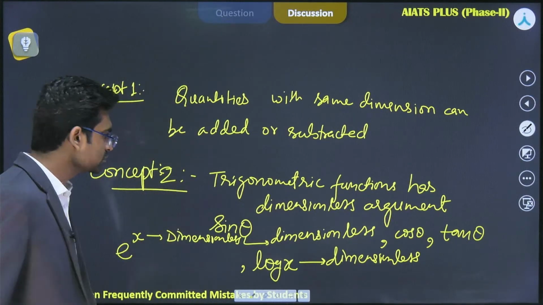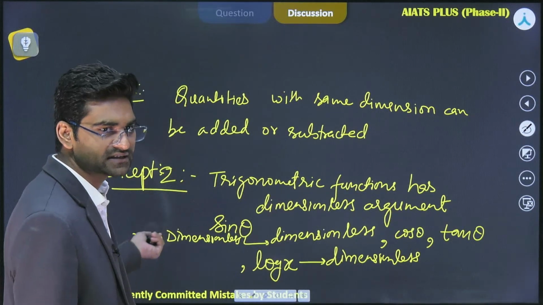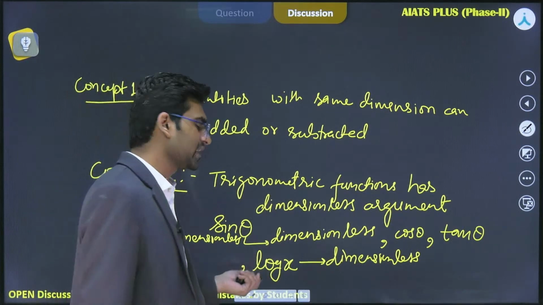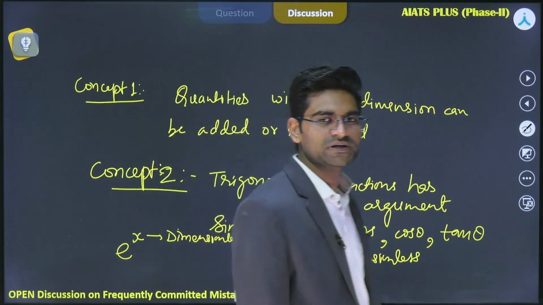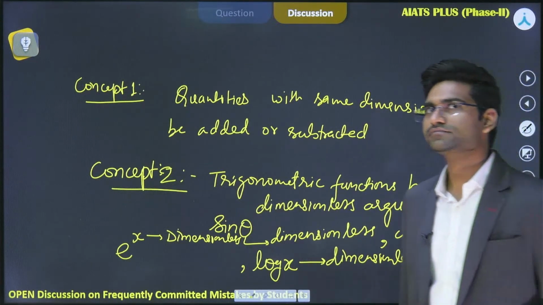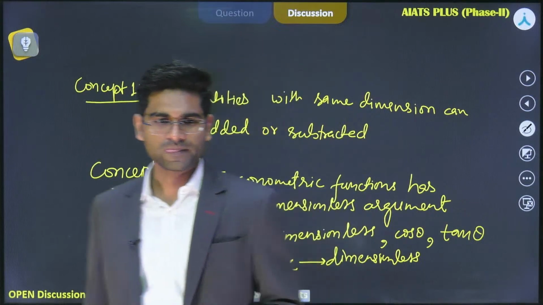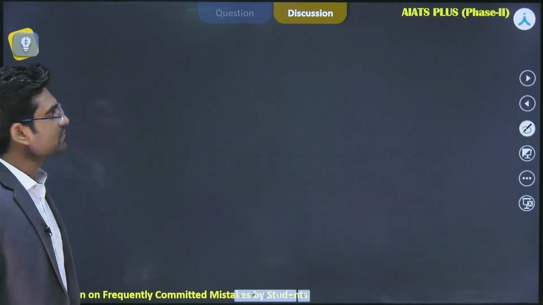What is concept number 2? Trigonometric functions, exponential functions, that is e to the power x, and logarithmic functions, that is log of x. The argument of these functions has to be dimensionless. Any doubt so far? No? Let's move to another question then.